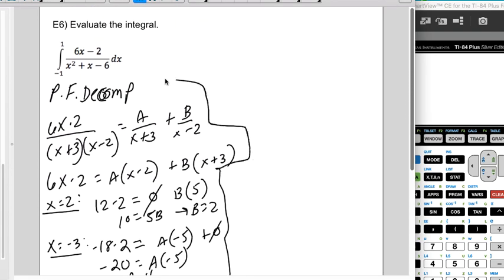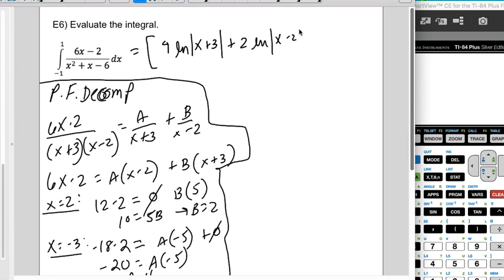So again, I cheat and do all the work separately. And now I say, cool, that's 4 natural log of the absolute value of x plus 3 plus 2 natural log of the absolute value of x minus 2, evaluated from negative 1 to 1. And at no point did I say the indefinite integral was equal to the definite integral. Now I'm just going to plug in my values, right?